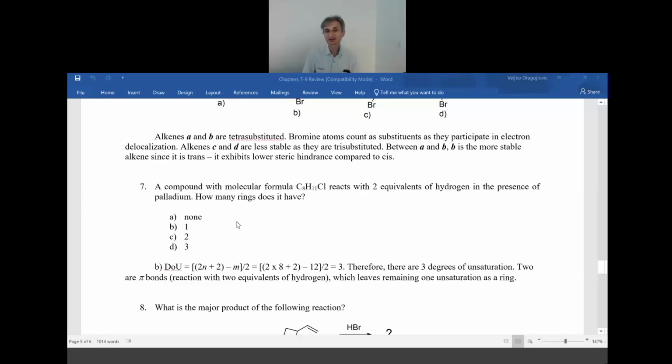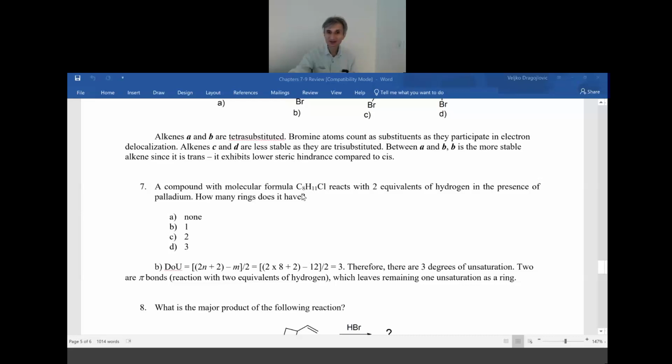Alternatively, we could have told you that the reaction is with 2 equivalents of bromine, because either hydrogen or bromine reacts with pi bonds. Each equivalent of hydrogen or bromine reacts with 1 pi bond. Reaction with 2 equivalents of hydrogen tells you there are 2 pi bonds. And so, as before, you have to calculate the degree of unsaturation. It is 2n plus 2, same formula, minus m, divided by 2. So 8 carbons: 2 times 8 plus 2, minus the number of hydrogens and halogens. And this is where a lot of students make a mistake.